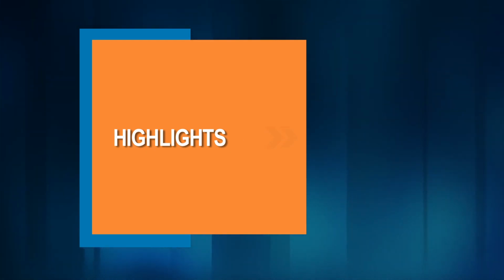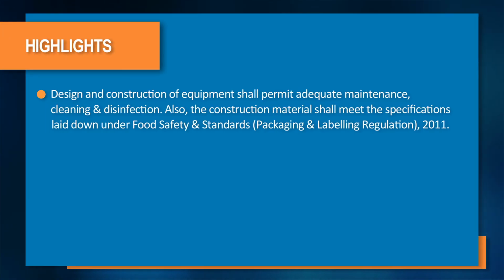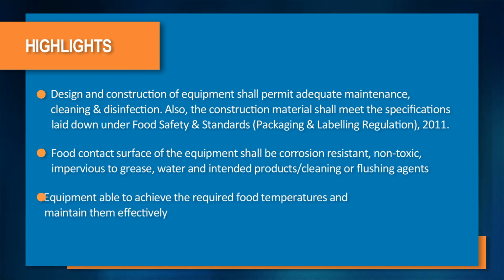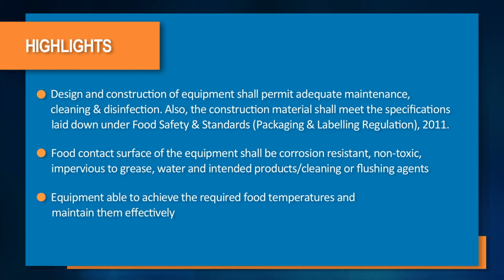Thus, the major takeaway points from this video are: the design and construction of equipment shall permit adequate maintenance, cleaning, and disinfection. Also, the construction material shall meet the specifications laid down under Food Safety and Standards, Packaging and Labeling Regulation 2011. The food contact surface of the equipment shall be corrosion resistant, non-toxic, impervious to grease, water, and intended products, as well as to cleaning or flushing agents. Equipment shall be able to achieve the required food temperatures and maintain them effectively.